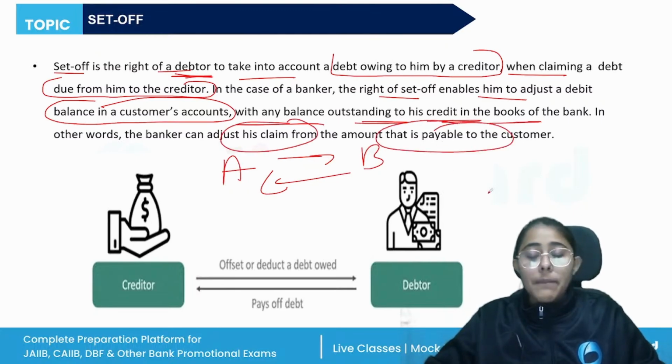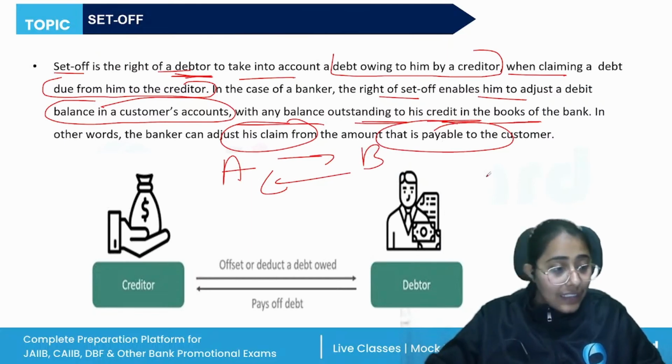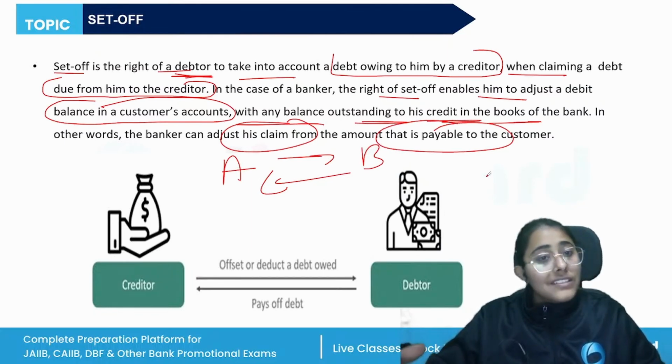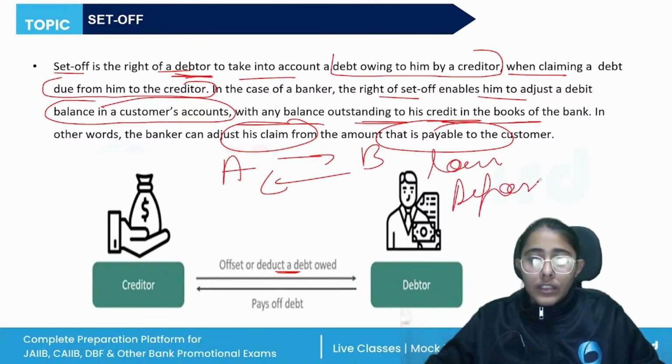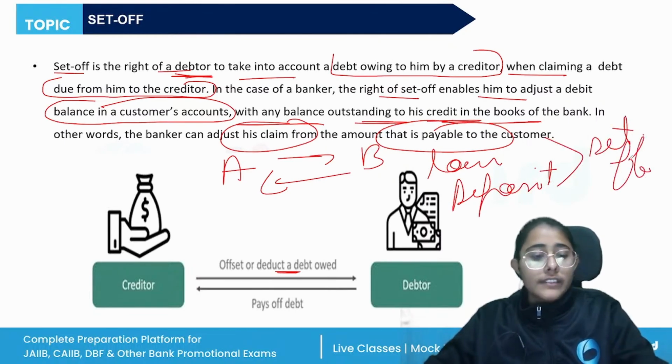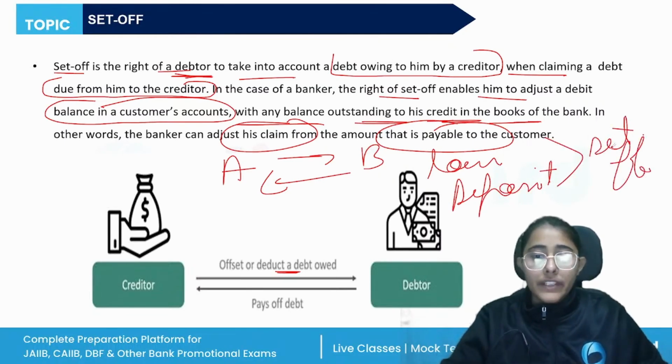Now here what is happening? In the banker's lien, the right was there that the bank can sell off any goods that were entrusted with him in the ordinary course of business. In the set off, the bank has the right to offset or deduct a debt that is owed. Right? So the loan account and the deposit account can be set off. This is the meaning of a set off agreement with a bank.